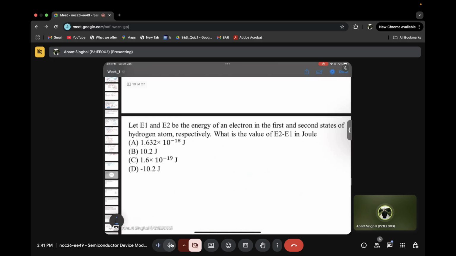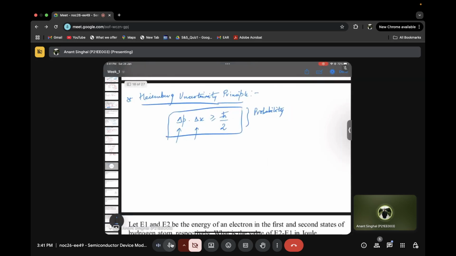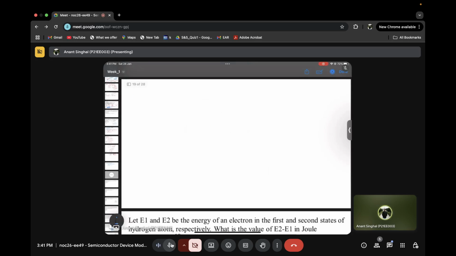Okay, so we have the next problem, which says: let E1 and E2 be the energy of an electron in the first and second stages of a hydrogen atom. For this, what do we need to know? We need to know the very basics about Bohr's postulates, right? You should have read those in class 9th. So can you tell what Bohr's postulates are? Anyone?